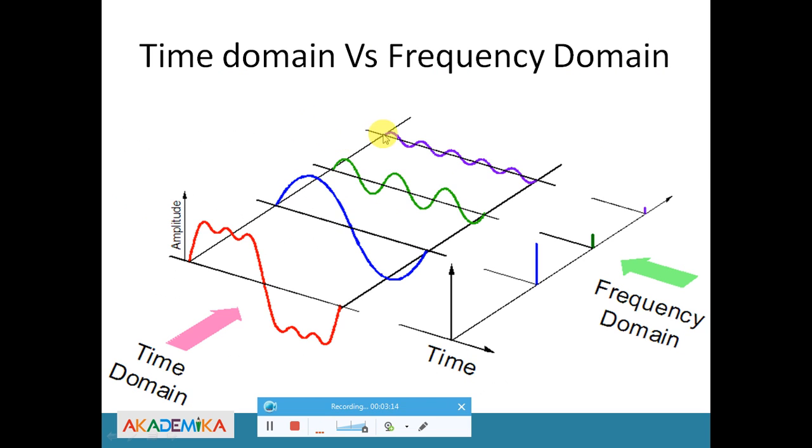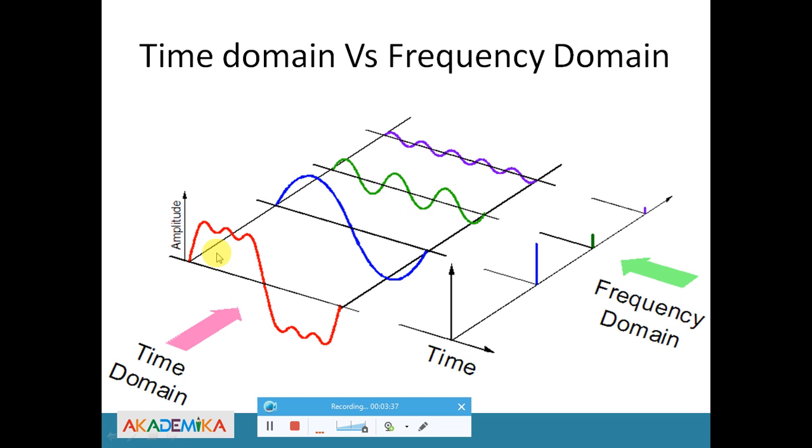Basically, the spectrum analyzer is a frequency domain device. There are two types of devices: one is time domain, the second is frequency domain. Most people use a digital oscilloscope, DSO, which is time domain, having time on the x-axis and magnitude on the y-axis. But in the frequency domain, the x-axis is frequency and the y-axis is power.